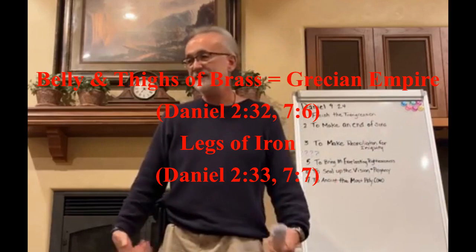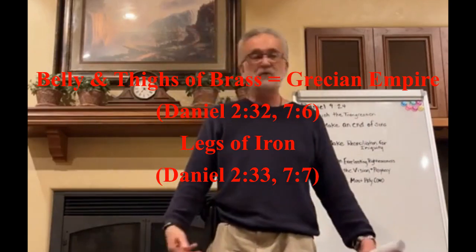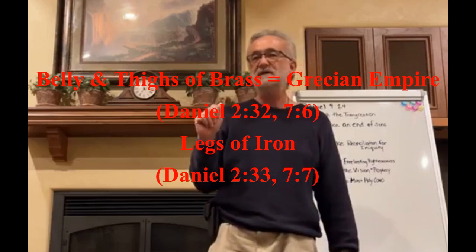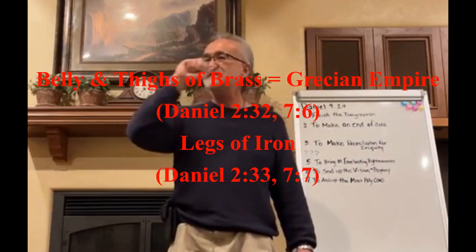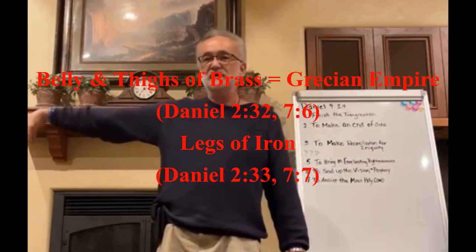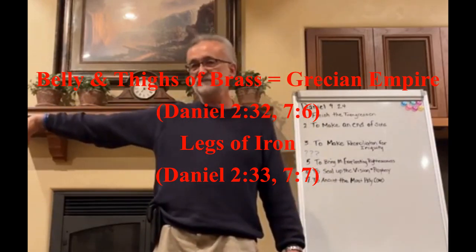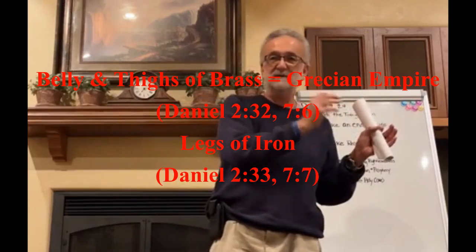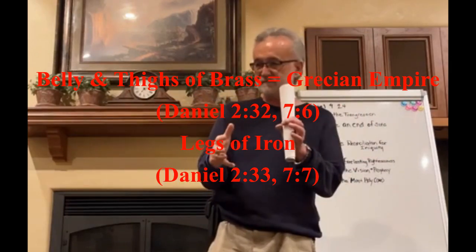Then the 2 legs of iron, which was what? Rome. Okay? Why 2 legs? This is kind of a tricky question. It has 2 parts just like there's 2 arms. Because it broke into the Eastern and Western Roman Empire. That's right. And when we think of the Roman Empire today, we always have the Western Europe, and we exclude the Eastern.